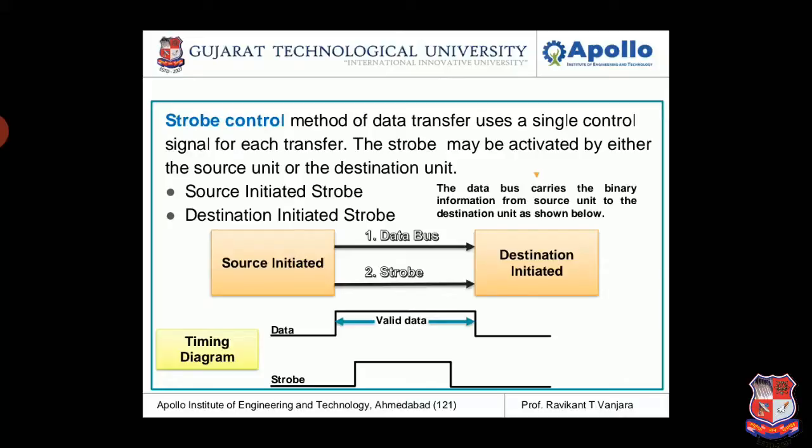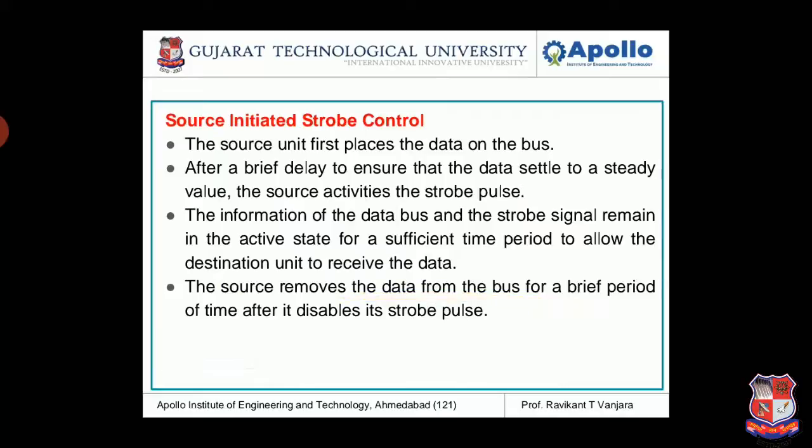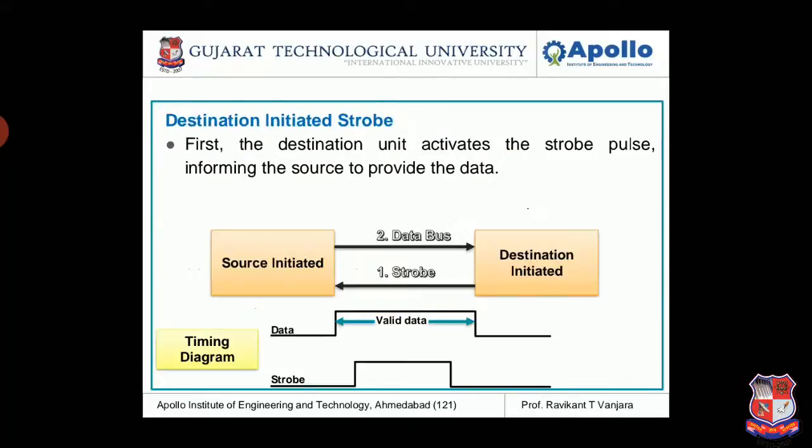Now let us discuss the other method, that is destination initiated stop. This is the theory that we have talked about. Let us look at the block diagram of destination initiated stop. In destination initiated stop, first the destination unit sends the stop control signal to the source unit to say that it needs data. What does the source unit do here? The source unit places the data on the data bus.